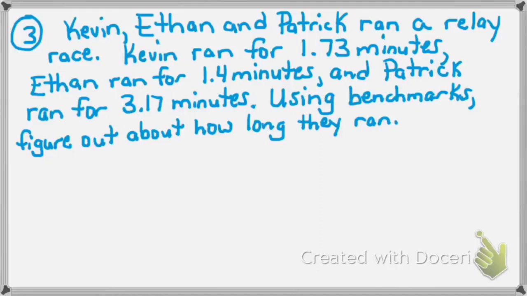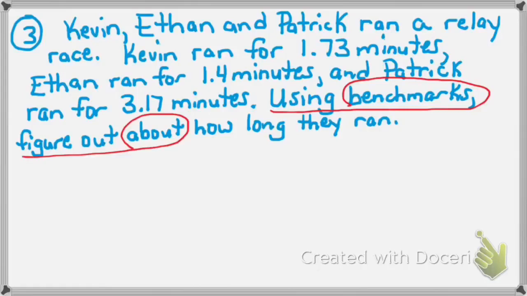As with any word problem, I'm going to go to my ending question. I see that there actually isn't a question, it's just an ending statement telling me what to do. And that says use benchmarks. I know it's not regular estimating, I know it's benchmarks, so I circle that. "About" tells me it's the estimate with benchmarks. I want to know about how long they ran using benchmarks.